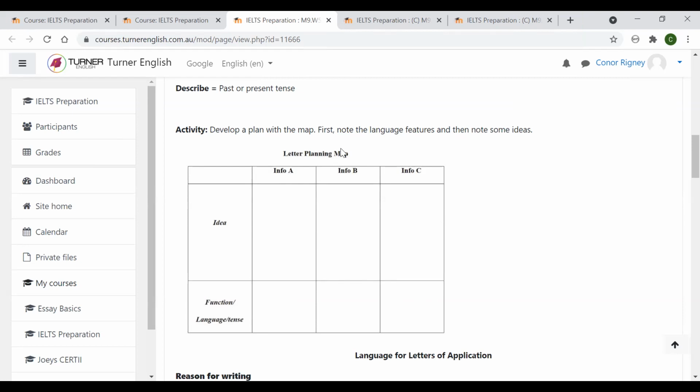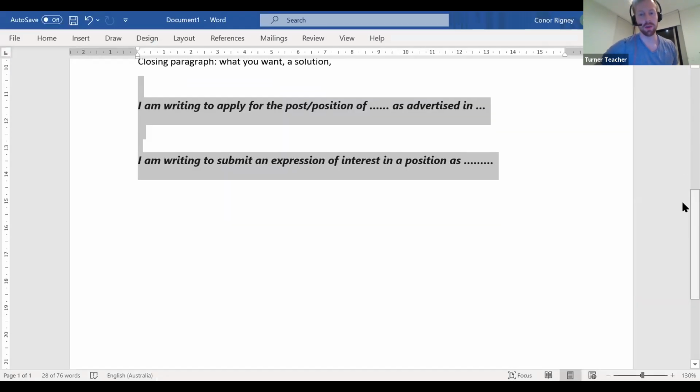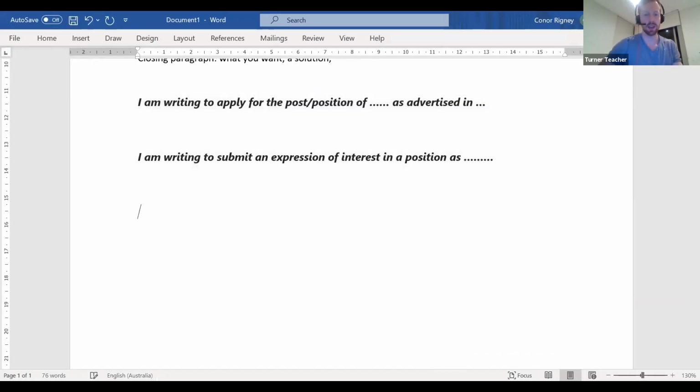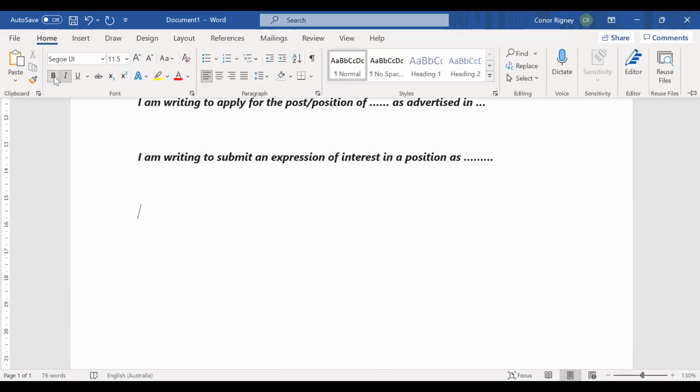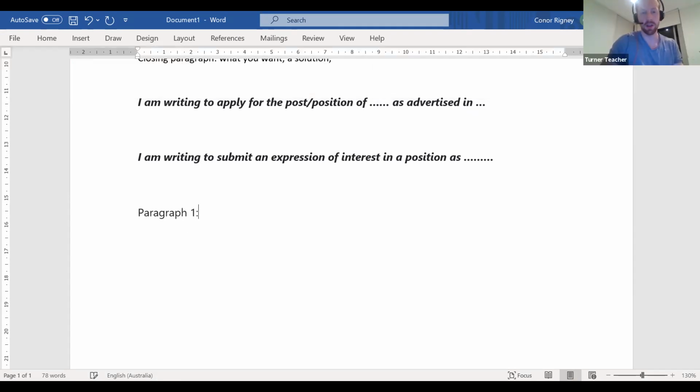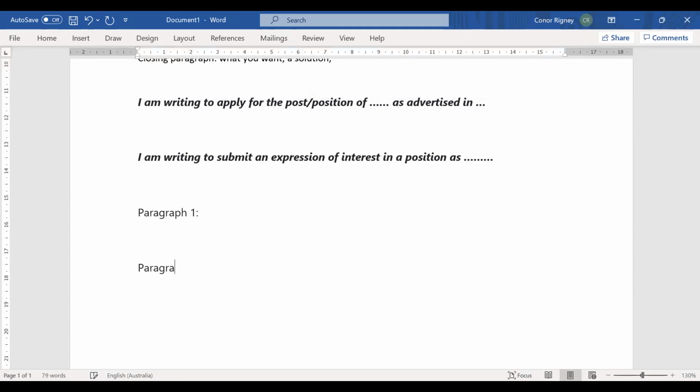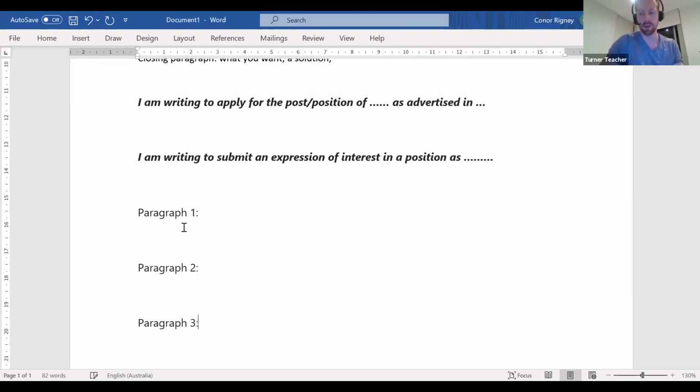So you can use this map, or you can go to your notebook and do something like paragraph 1, paragraph 2, and paragraph 3. Okay, and just write a couple of notes underneath each one. Okay, if you want, up to you.